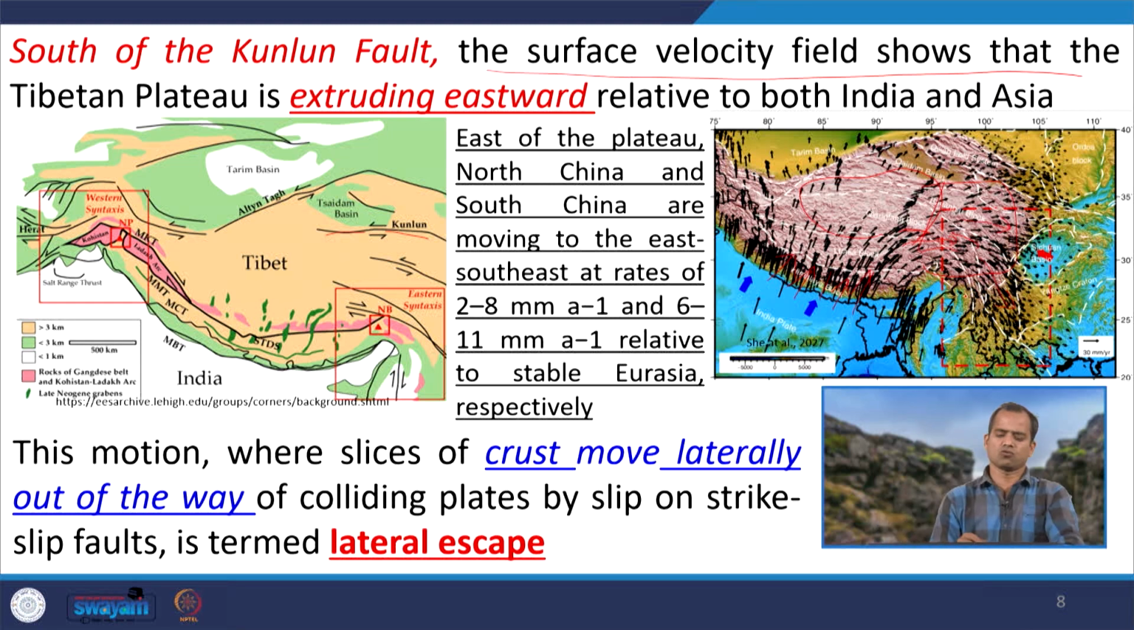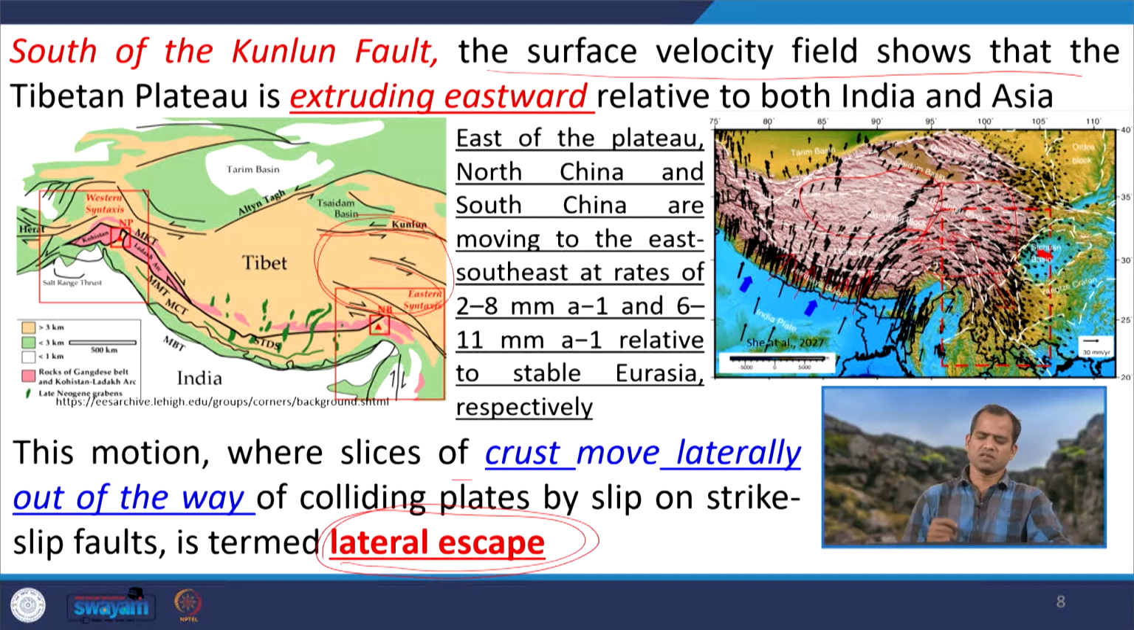So, that means through these faults, the strike slip faults, this part of the continent is extruding from this active deformational front and it is going away from it, and this is called the lateral escape. So, this motion where the slices of the crust move laterally out of the way and away from this colliding plate system is called lateral escape. And due to this lateral escape, a number of crustal scale strike slip faults have developed.